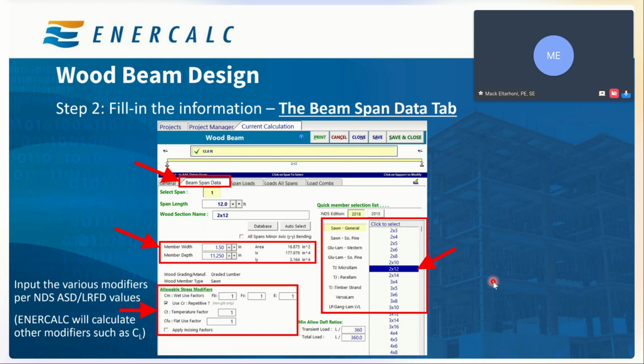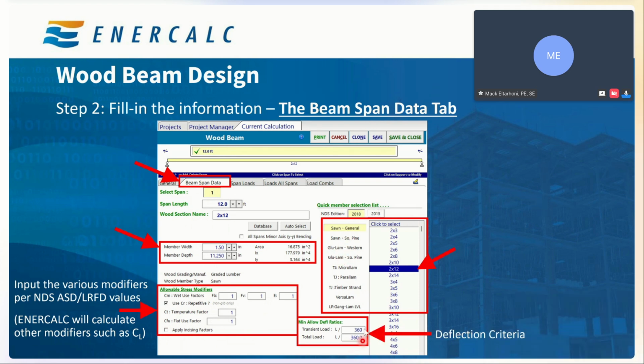Moving on to the lower left portion of the beam span data tab, you have the ability here to enter all of the various modifiers. For the NDS, of course, if it's ASD or LRFD, then you'll put the appropriate modifiers. Again, CL is not something that you put here because CL is going to be automatically calculated for you. Now, it's worth noting this is a repetitive member. This is just a joist, so 2x12. So I clicked here saying to use the CR for repetitive member. This will help increase the bending stress capacity for us.